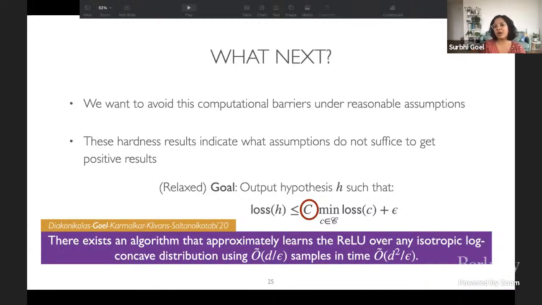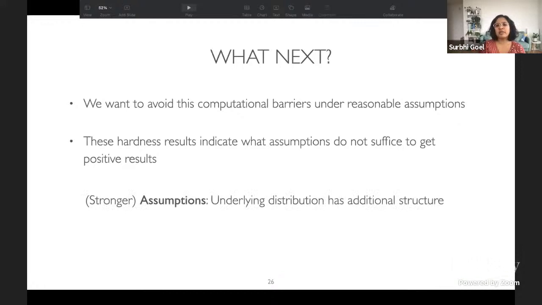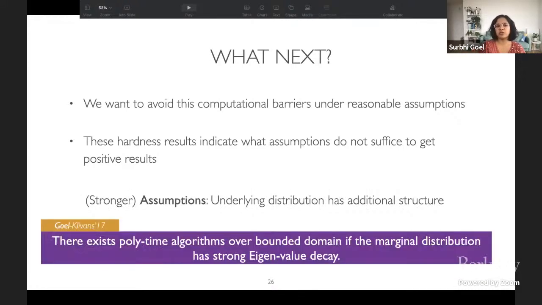In fact, just allowing for a constant approximation can get you some positive results under more general distributions than isotropic log-concave distributions. You could also look at strengthening the assumption on the distribution. There is a result that I have with Adam that shows that if you further assume that your marginal distribution has strong eigenvalue decay or some other additional structure, then you can get more polytime algorithms.